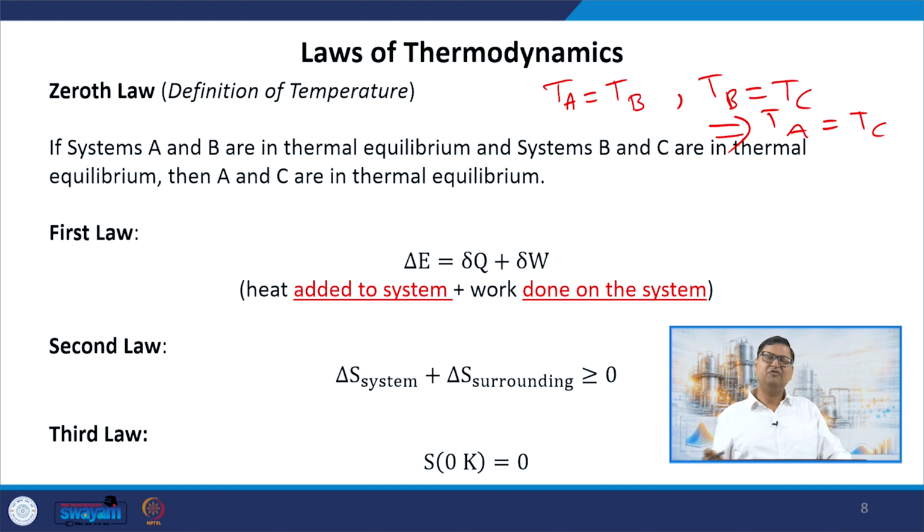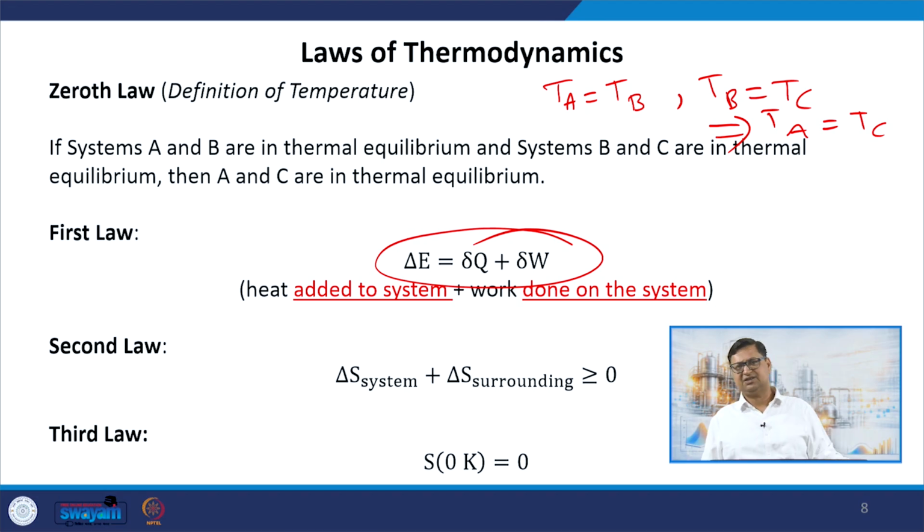The second law, we already have used it earlier, that is given by this: the energy change is given by the heat that we add to the system and the work that we do on the system, right? In this case, I am not referring to chemical work, it is typically used for pure systems, right?